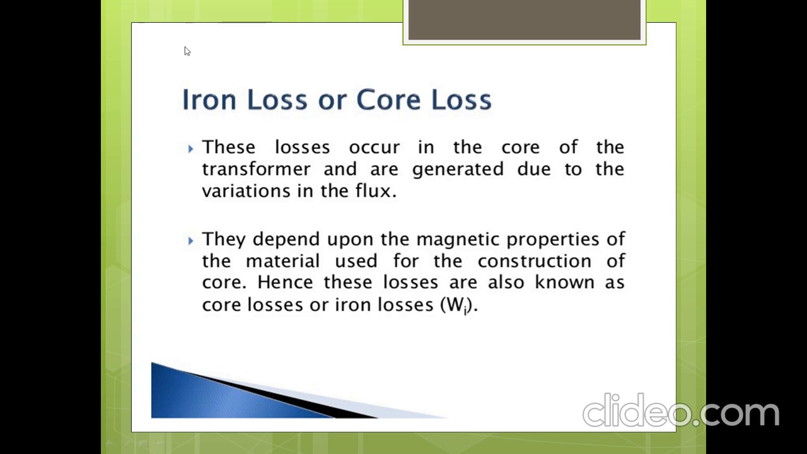Now we will see iron loss or core loss. These losses occur in the core of the transformer and are generated due to the variations in the flux. They depend on the magnetic properties of the material used for the construction of the core. Hence these losses are also known as core losses or iron loss, which we represent by the symbol W_i. Okay, so these were the iron loss or core loss.